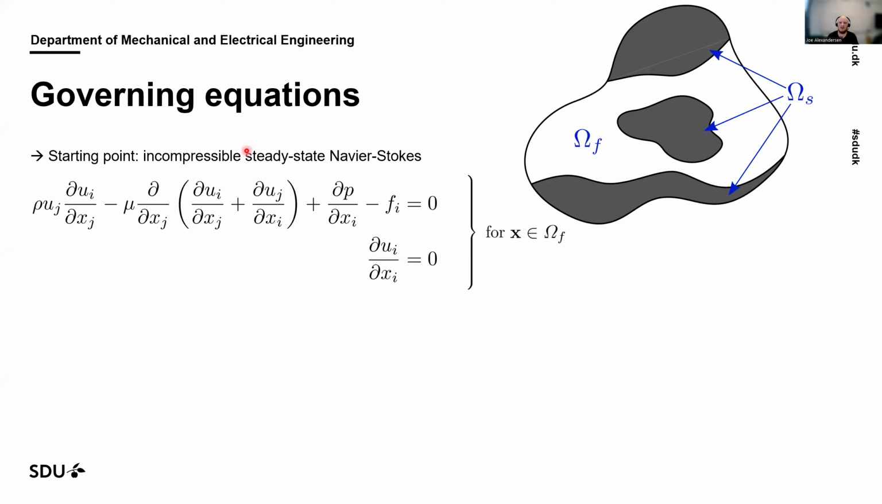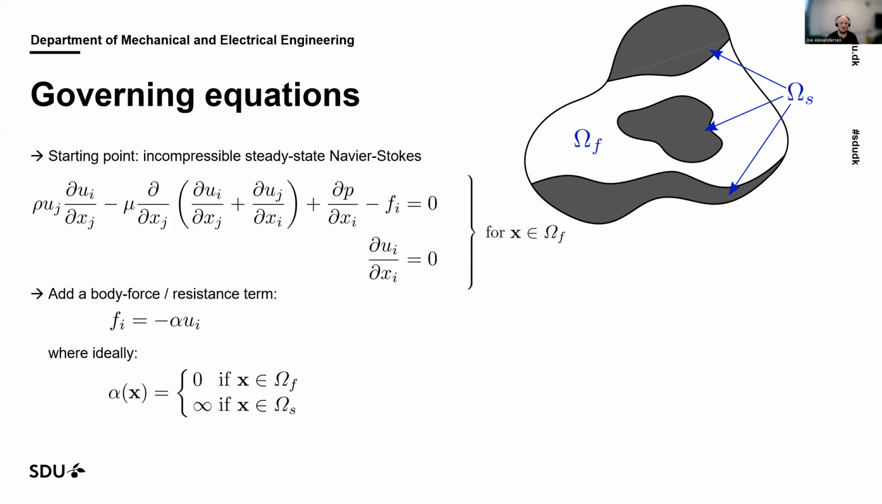And as we are used to, this should only live in the fluid. There's no flow in the solid, so these equations are not active in the solid. But in order to do topology optimization, where we're changing the distribution of solid and fluid organically within the same design domain, we need to relax that. So we do that by adding a body force or resistance term or a momentum sink into the system, where essentially we add a force term with some large number multiplied by the velocities. So if we're in the solid and we set this to infinity, this term will dominate and we will get u_i should be equal to 0.